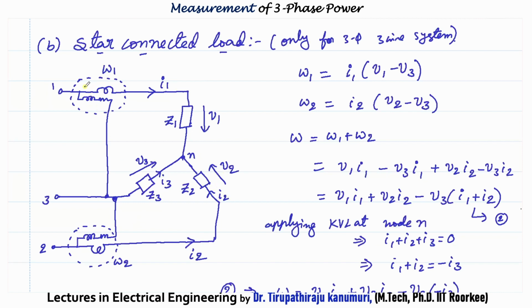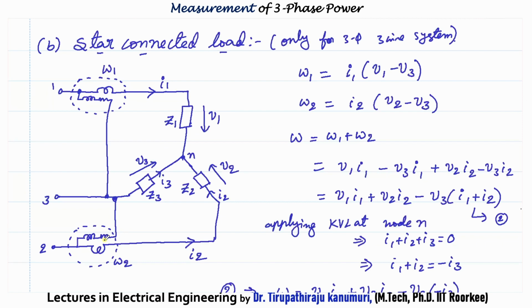That means if you are taking wattmeter 1, the current passing through this wattmeter 1 is nothing but the current passing in Z1, that is I1. And what is the voltage? The voltage is connected between point 1 and point 3. I can write it as V13. If you apply KVL in the loop, V13 I can write as V1 minus V3, since here we are going in the opposite direction. So W1 is I1 into V1 minus V3.